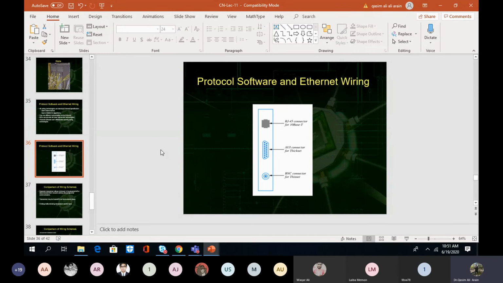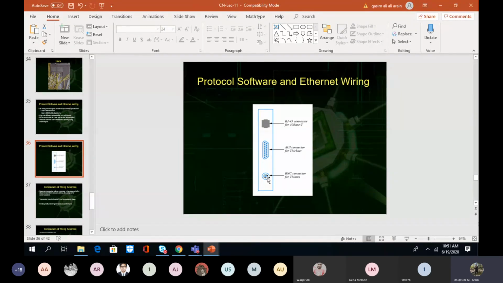Then we have the protocol software and Ethernet wirings. Now see, this is an RJ45 connector for 10BASE-T. If we have 10BASE-T connectivity, in the same computer we might be using an RJ45 connector for 10BASE-T networks, right? When we have an AUI connector for thicknet, if we have thicknet connectivity, we have to use this particular port. And if we have the BNC connector for thinnet, we have to use this particular port. I mean, these three connections are available on your computer. These are the older computers. Nowadays you just have RJ45 10BASE-T connectivity. We don't have thicknet and thinnet connectivity, but in the older computers we might have these connections.